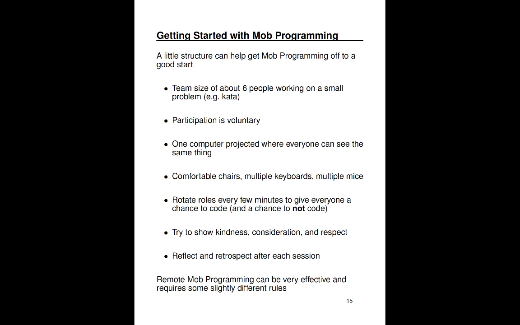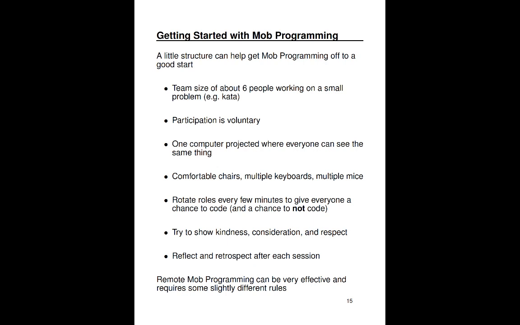Again, like with pairing, when mobbing, rotate roles every couple of minutes so that everyone has a chance to write code, and also so everyone has a chance not to code. You want to make sure that everybody can experience all the roles so they can contribute all they can to the greater conversation. We'll talk more about this in a little bit, but when mobbing, try to show kindness, consideration, and respect to people. And periodically reflect in retrospect on what you've been doing. After every session, maybe after you've reached a milestone, look back and talk about what worked and what didn't work.